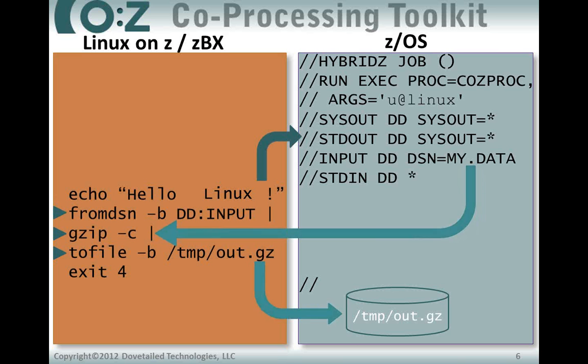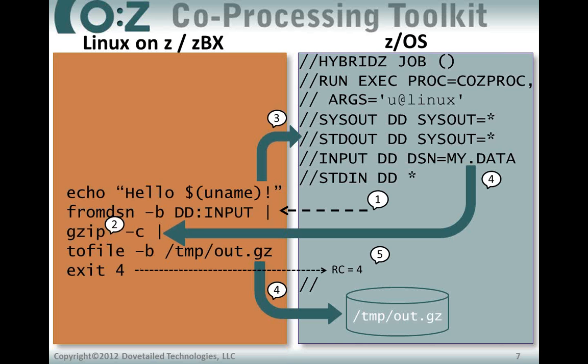Eventually, fromDSN finishes reading its data, gzip completes its compression, and toFile finishes writing its file up on Unix System Services. Finally, the target program wants to exit, and it's going to exit with a return code of 4. This is taken by the cozy launcher and used to set the job step condition code as we see here in the final diagram.